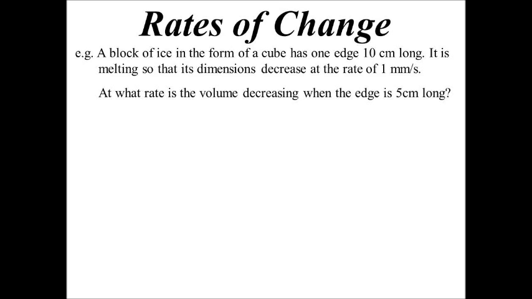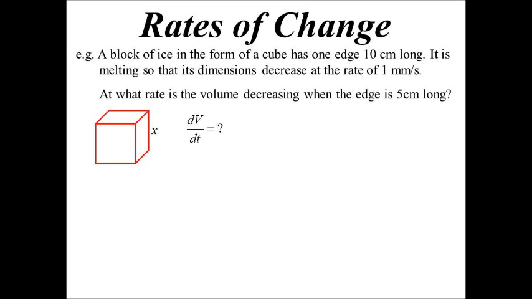So we need to come up with some sort of formula given the information that we know. That's my ice cube. I've called the side length x at any point in time. So what do I know? We're trying to find what dV/dt is, the change in volume with respect to time. So how do I link volume and time together? Well, there's nothing there that will link volume and time together. However, we have got a link between the length of the edge and time.